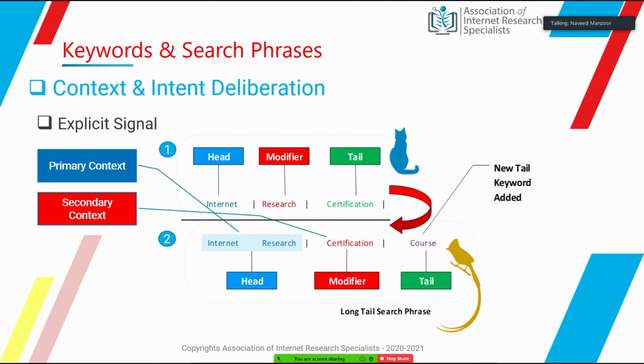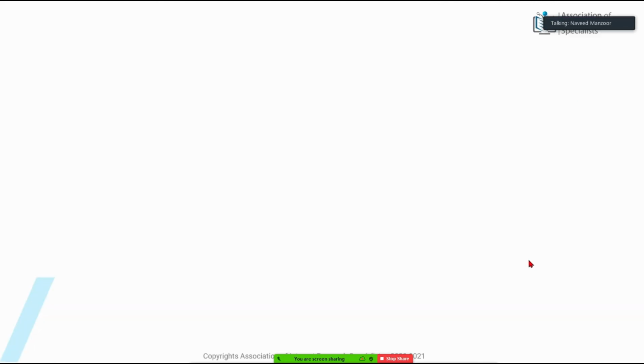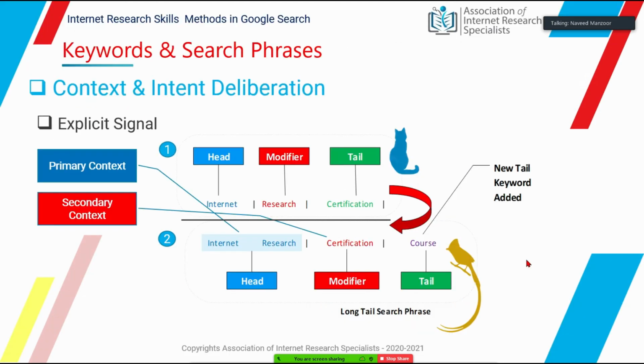That means you can add several tail words, you can substitute tail words, you can do a lot of maneuvering with the tail. And a modifier you can substitute, but you don't replace it with any other word that would have a different meaning. So understanding what the head is, what the modifier is, what the tail is in a search term is also very important.